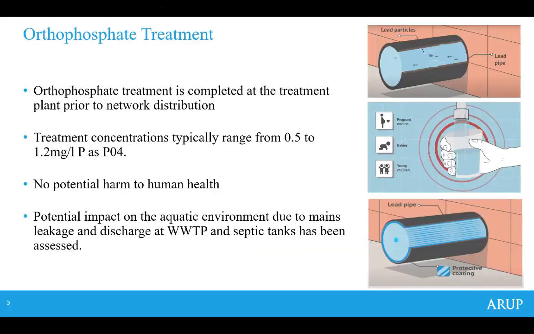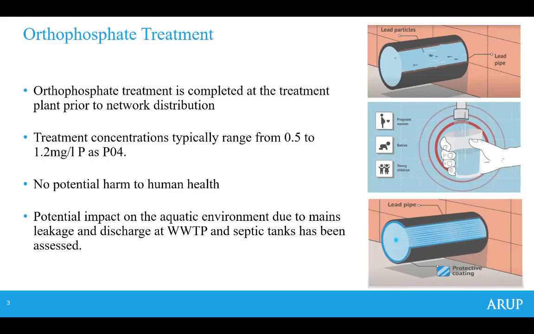So orthophosphate treatment is completed at the treatment plant prior to the network distribution, and the treatment concentrations typically range from 0.5 to 1.2 milligrams of phosphate as orthophosphate. There's no potential impact to human health from the orthophosphate itself. Phosphorus is added in numerous foodstuffs at much higher concentrations, but the lead is certainly a potential impact, particularly for pregnant women, babies, and young children.